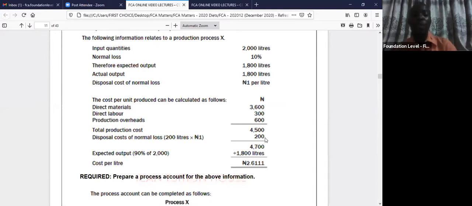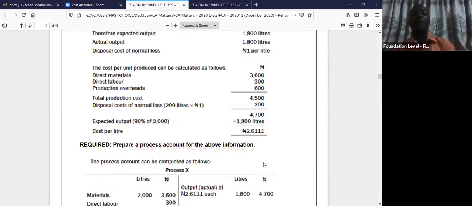So what do we do? Look at the cost of production, 450. We add the disposal costs and it becomes 470. We now spread the 470 over the good products, 1,800. So you see, our cost has increased to 2.6611. Why did it increase? Because we have an additional cost of disposal, which increased the cost from 450 to 470.